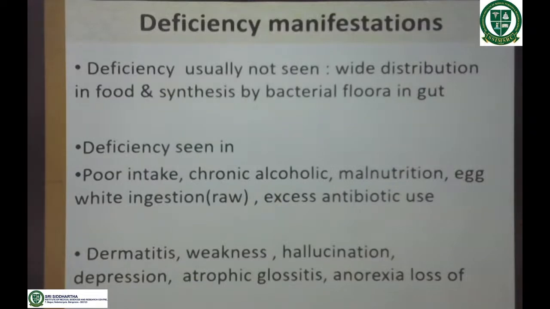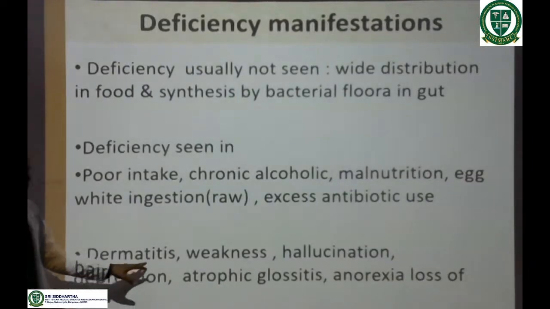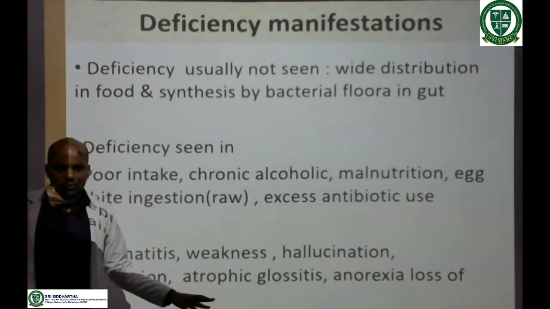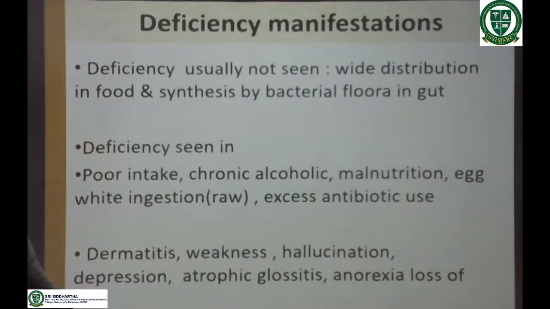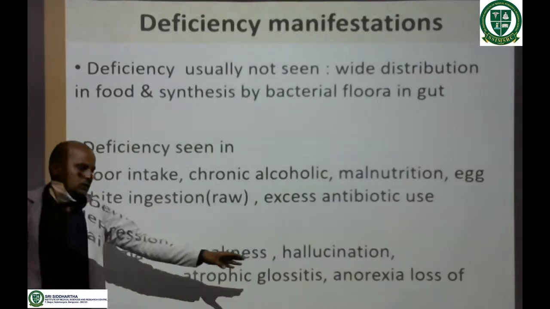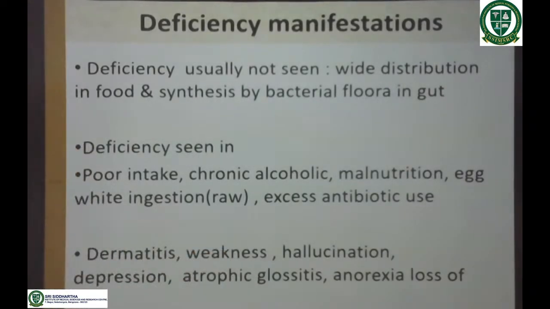What are the clinical features you will see in a biotin deficiency patient? Mainly dermatitis, due to defective fatty acid synthesis. Weakness will be there, mostly due to defective fasting gluconeogenesis. The other neurological features involve hallucination and depression. There are also chances of atrophic glossitis, anorexia, and loss of hair.